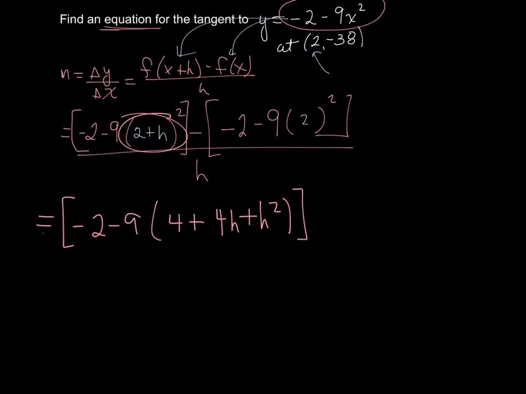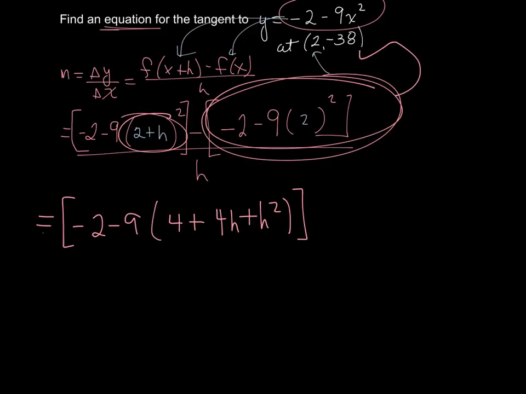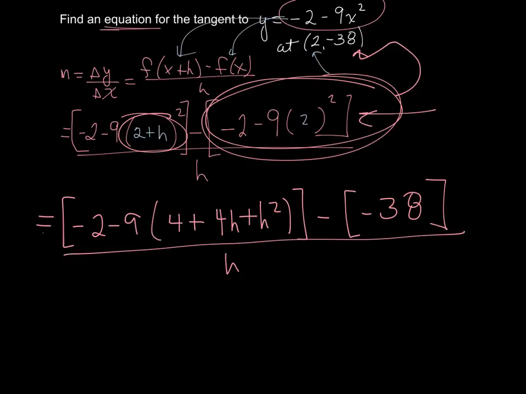Now, if you really know what's going on, this piece is evaluating the function at 2, which we already know is -38. So in other words, I'm going to have -38. I mean, I didn't really even have to write it here. And then, of course, all of this is over h.